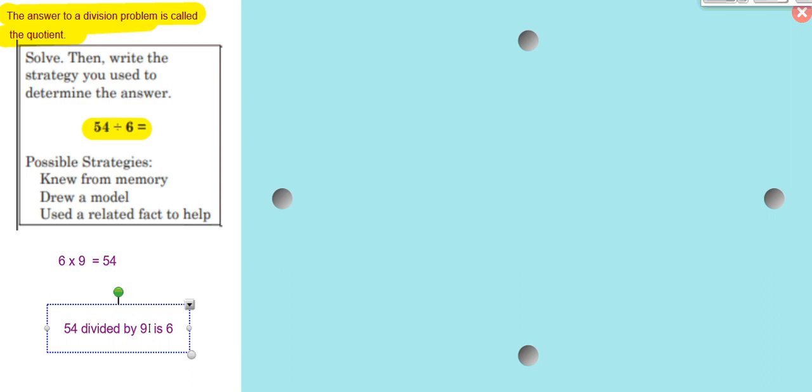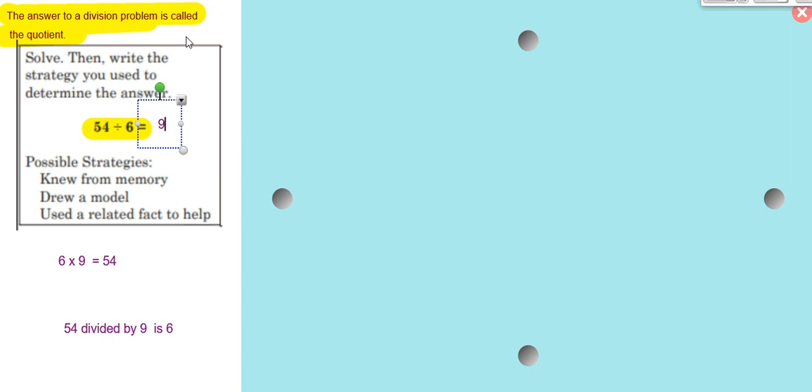So I already know what my answer is. My answer is 9. My quotient here is 9. Okay? But if I know my multiplication facts, then I'm done with the problem, because one of the strategies that I could have used was my memory. So I will say, oh, I'm done.